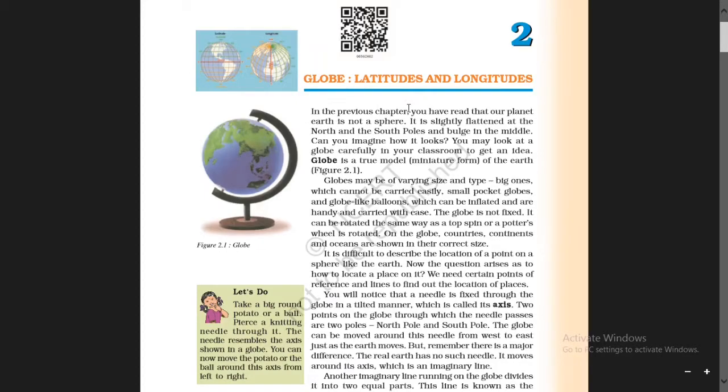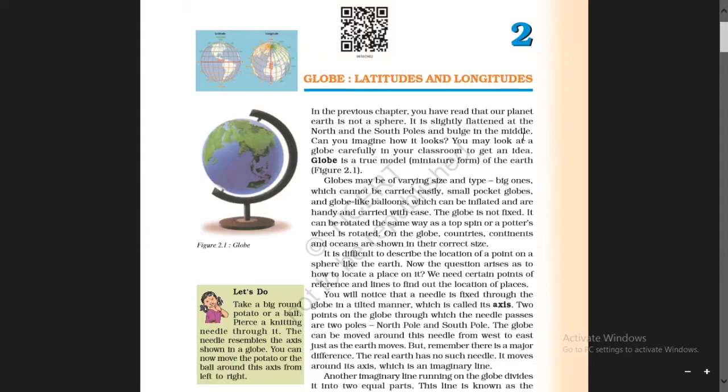Children, in the previous chapter, that is in the first chapter, you have read that our planet Earth is not a sphere. It is not totally round. It is slightly flattened at the north and the south poles and bulges in the middle.